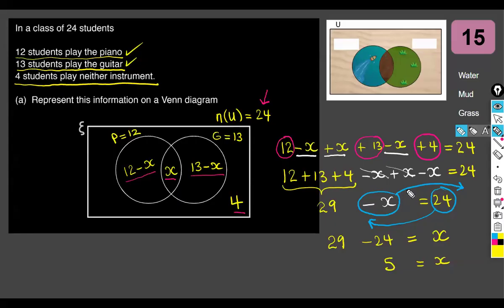I decided to throw across minus x on the other side because I know if I throw across minus x, I'm going to get positive x, right? You need to solve for positive x, not negative x. Right. So now we can go complete the diagram, guys, right?